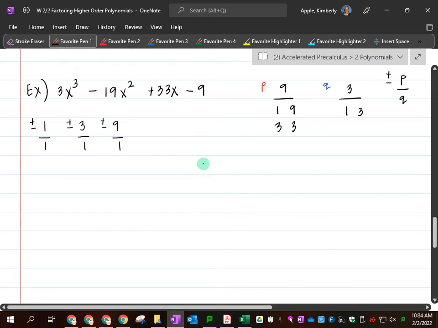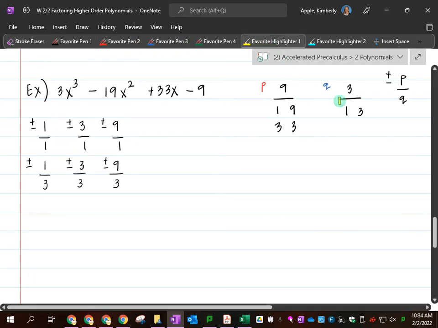Are you with me so far? I used all of these on top, and then I just used the 1 as the denominator. Let's go back and use all of the P's again, plus or minus 1, plus or minus 3, plus or minus 9. And now let's use the 3 on bottom instead of 1. That'll give me all possible combinations.